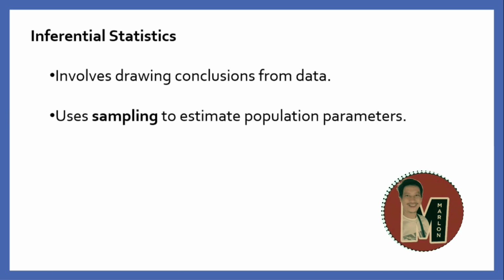It uses sampling to estimate population parameters. Sampling involves selecting a subset of data from a large group to make inferences about the full population. For example, surveying 500 customers to estimate the satisfaction level of 5,000 customers.